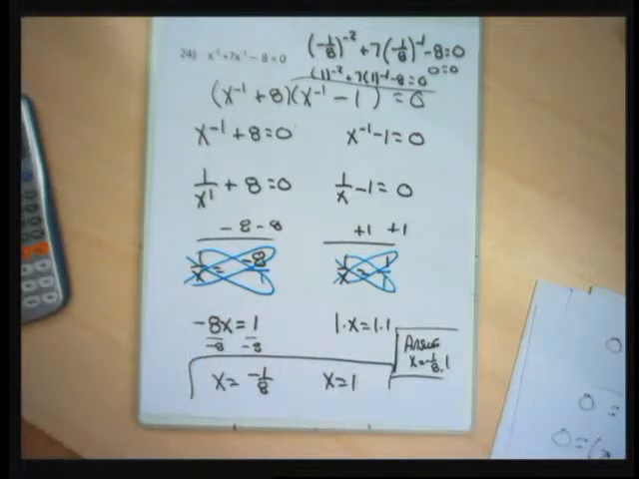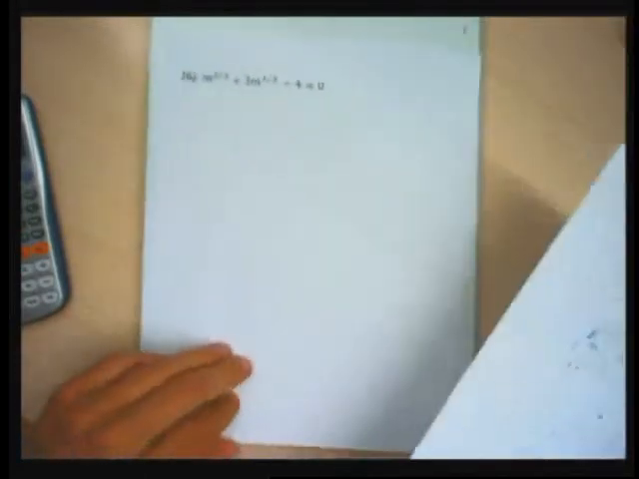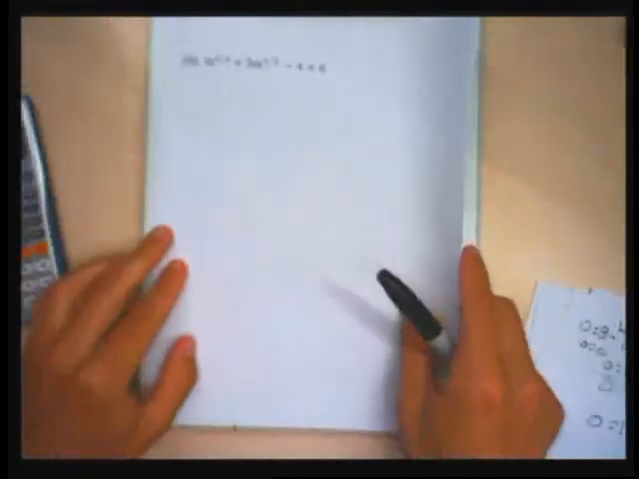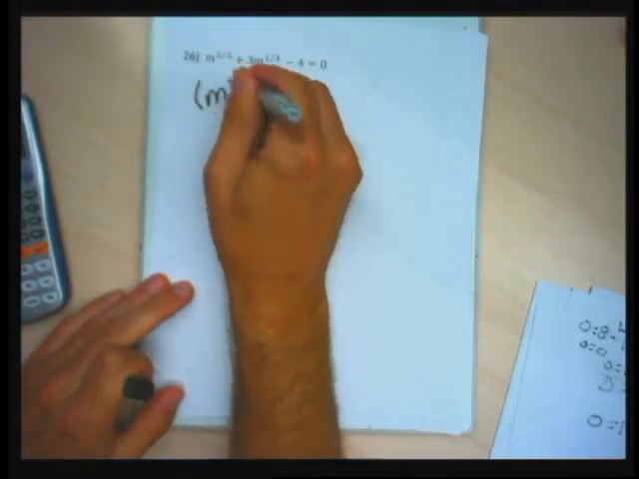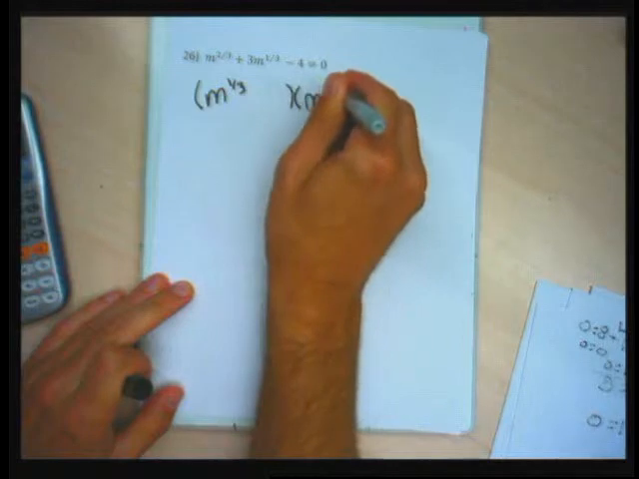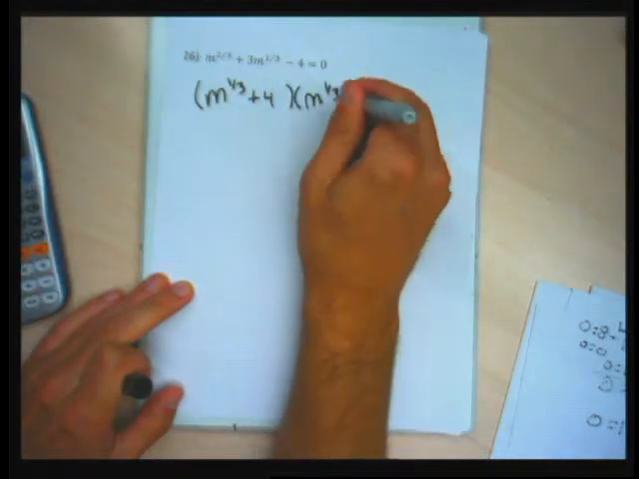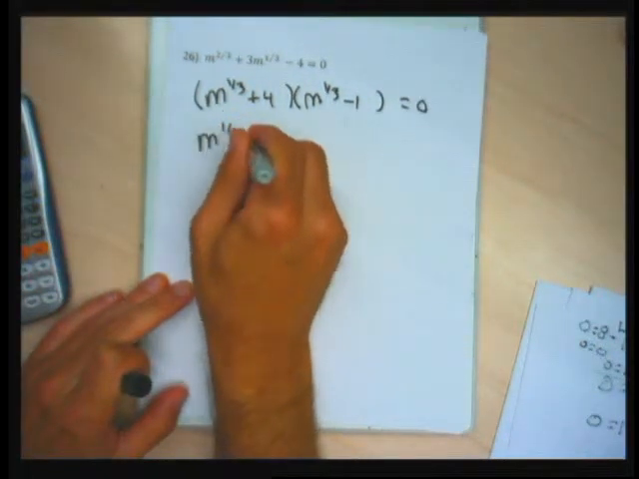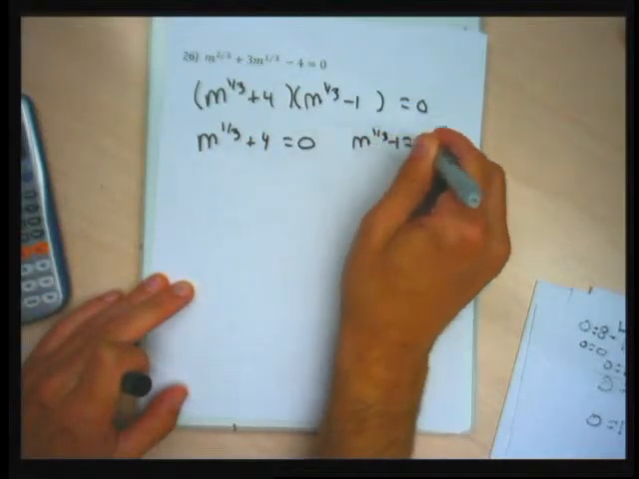If you're interested in learning how to solve the problems with the fraction exponents, oh, heck, I'll do one. Let me just do this one. Again, easy factoring. I get two parentheses. The first term has to be an m to the 1/3. The last terms have to multiply to negative 4 and give me that positive 3. They're going to be positive 4 and minus 1. So I'm going to get m to the 1/3 plus 4 equals 0, and m to the 1/3 minus 1 equals 0.